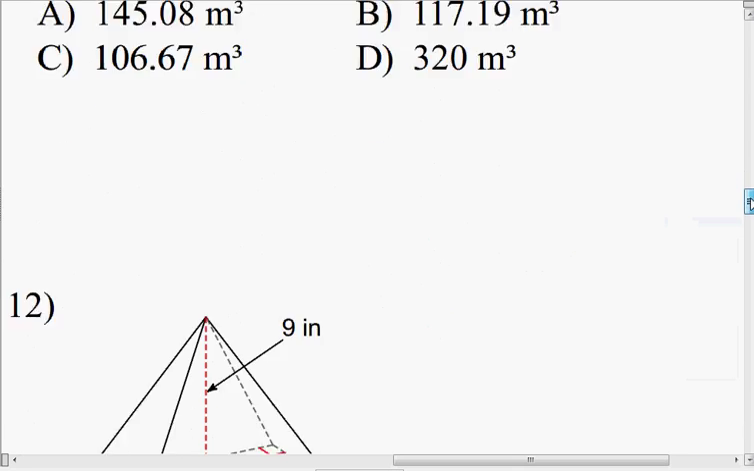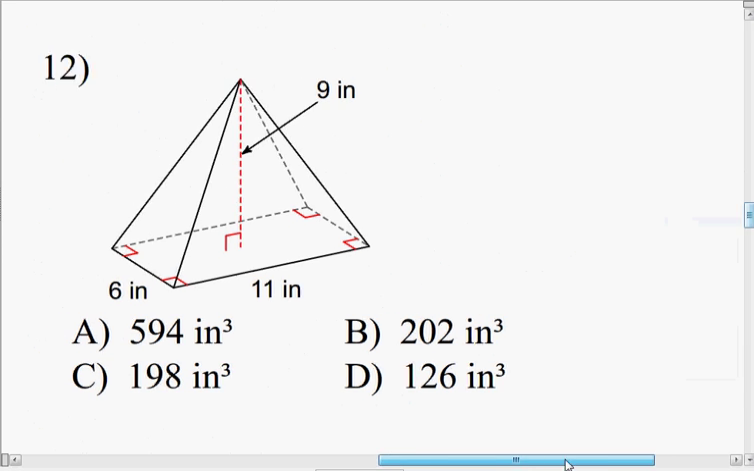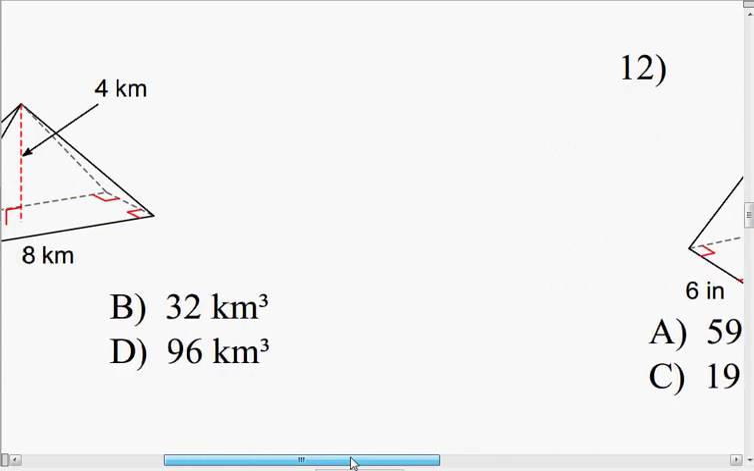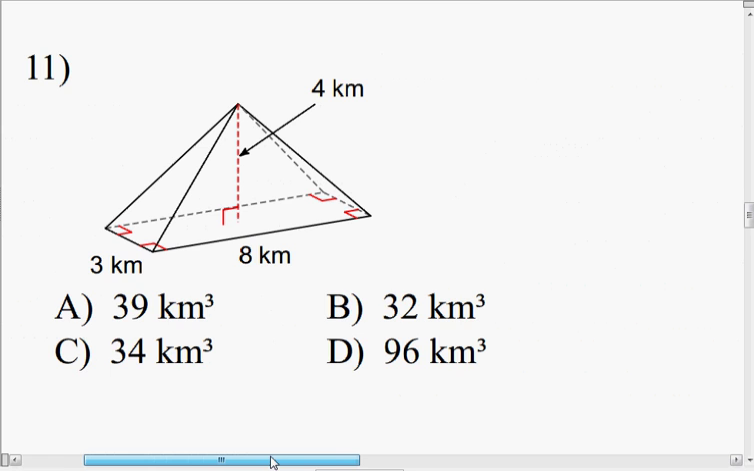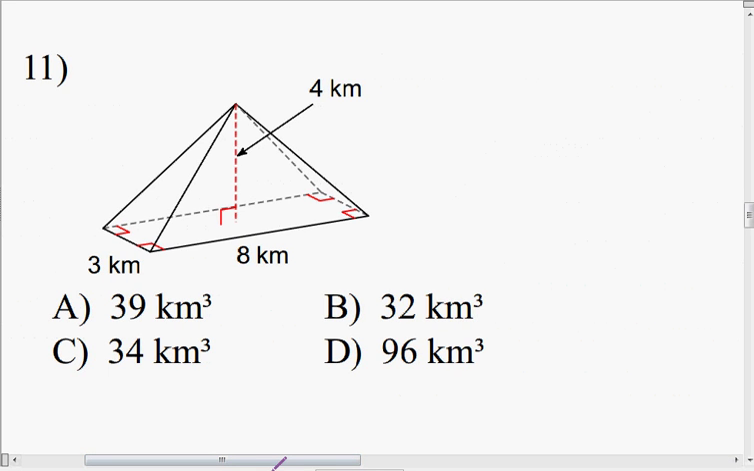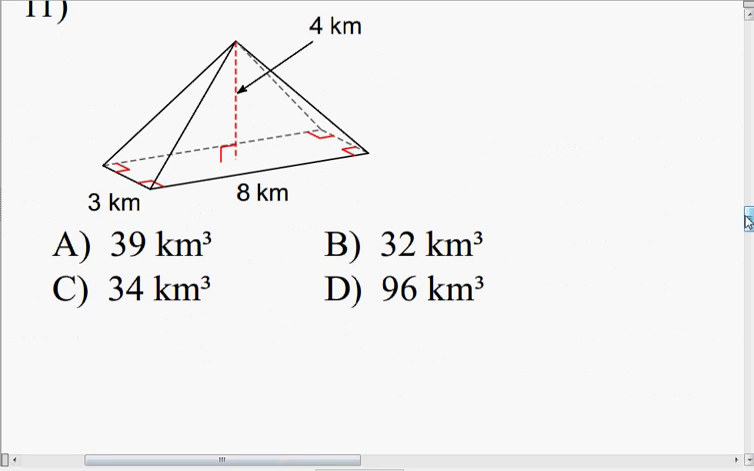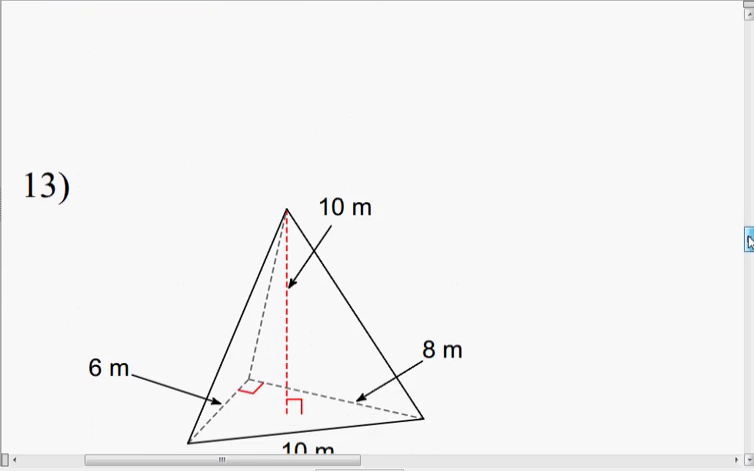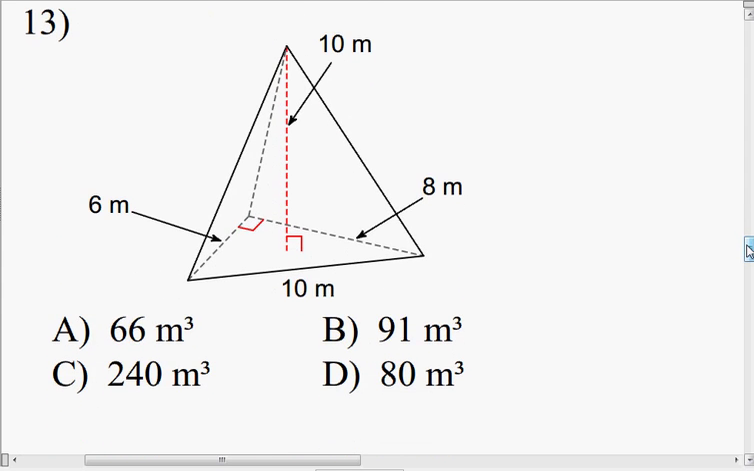Done with problem number 10. Let's look at problem number 11. Actually, problem number 11 is once again a rectangular prism. Solve it the same way. I think I'm going to go on to number 13. Number 13 is a triangular prism.